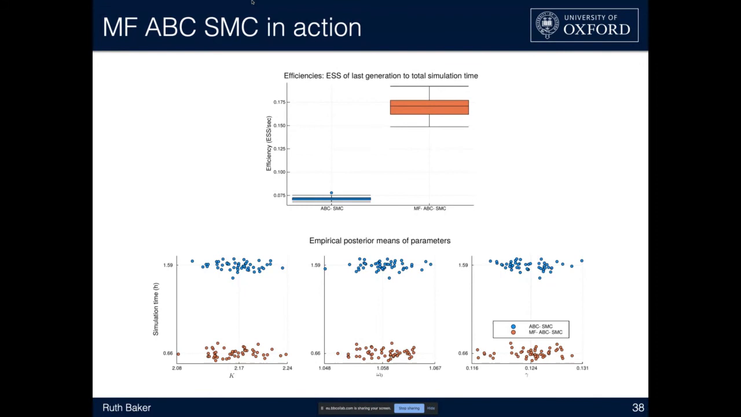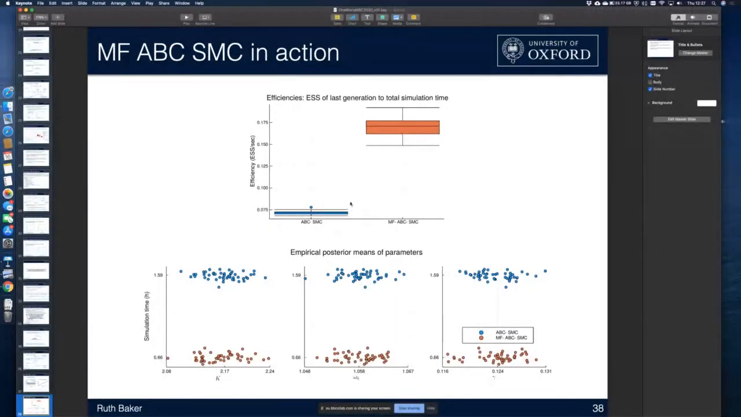So you can see that when you just use ABC SMC, then your efficiency in terms of effective number of samples per second is relatively low, but if you use multi-fidelity ABC SMC, then the efficiency is much higher. And you can see that, again, you're generating similar posterior distributions, but the simulation time is much improved when you use multi-fidelity ABC SMC rather than vanilla SMC with the same parameters.